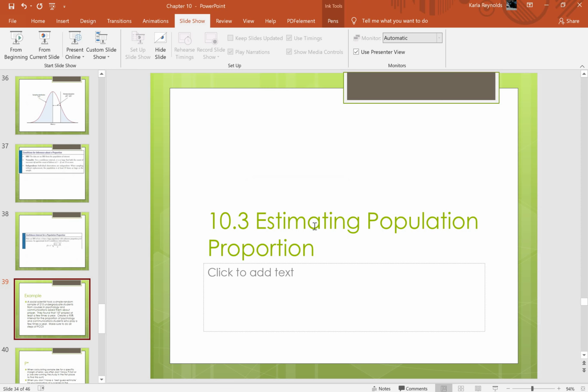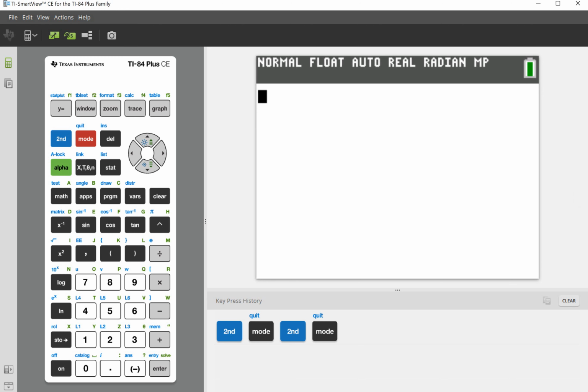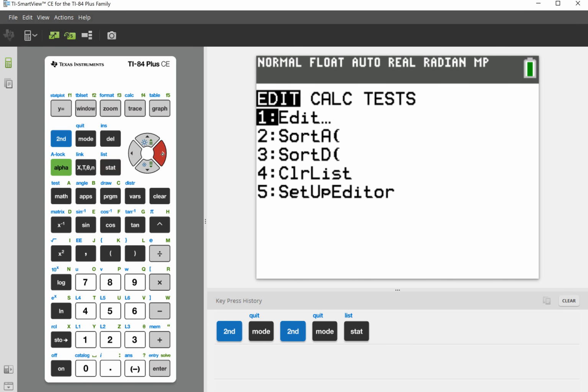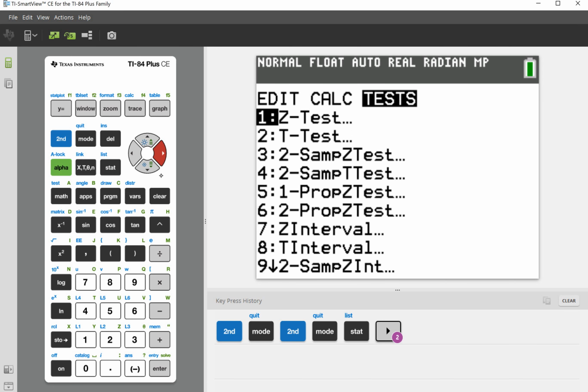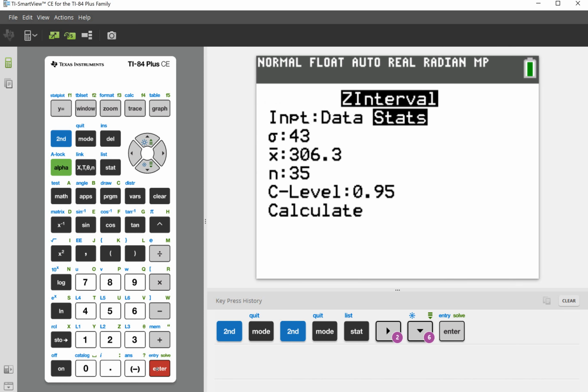All right, so in the calculator, go to the same place, stat, over to tests. Now, don't go to z interval, because if you go to z interval, it's going to ask you some questions that you can't answer. If you go to stats, it's going to ask you the standard deviation, your mean. We don't have that information.